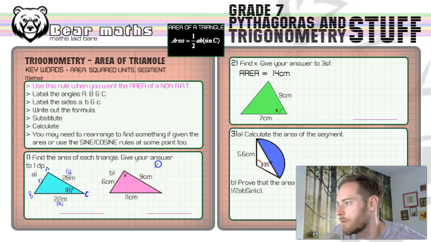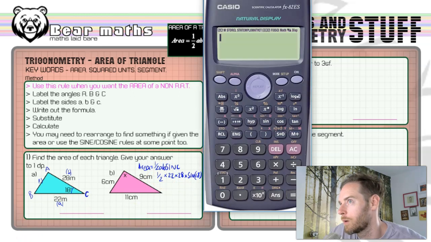Substitute into half ab sine C. So half multiplied by a, which is 22, multiplied by b, which is 28, multiplied by sine of the angle, which is 18. That is the calculation that gets us the area of the triangle. So we could write down area equals. Okay, let's type that into the calculator. I'm just going to bring the calculator in.